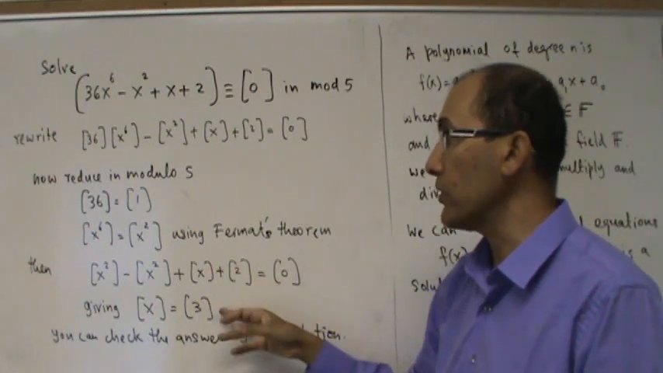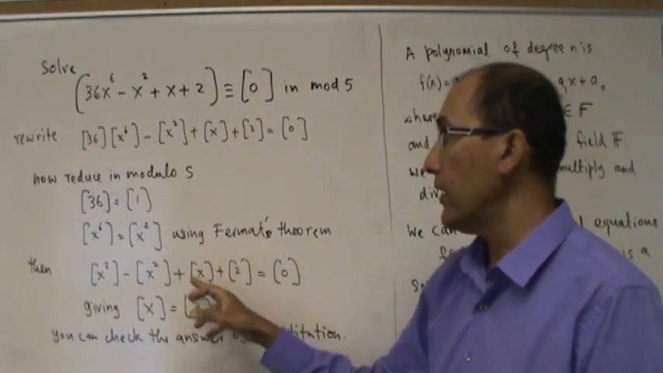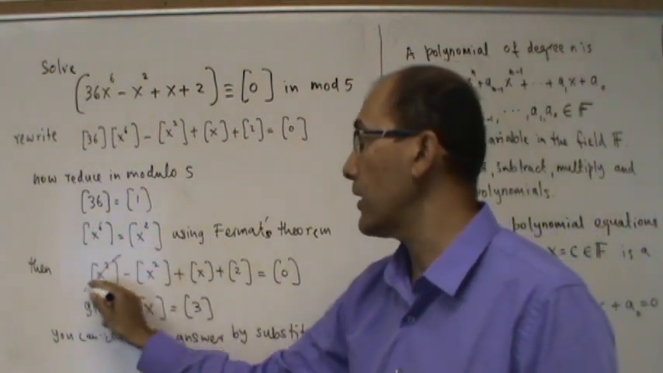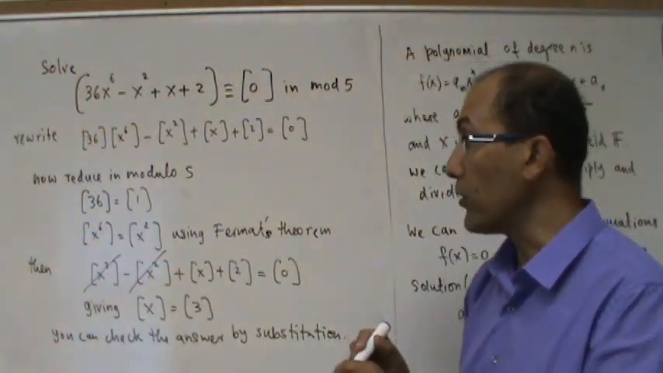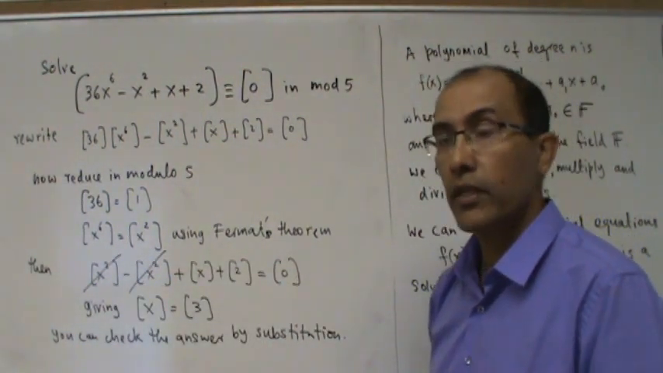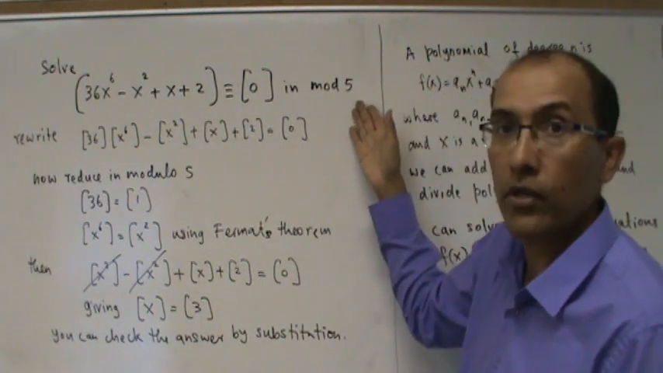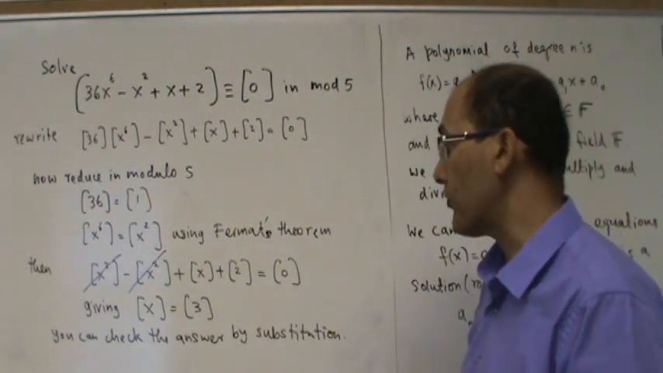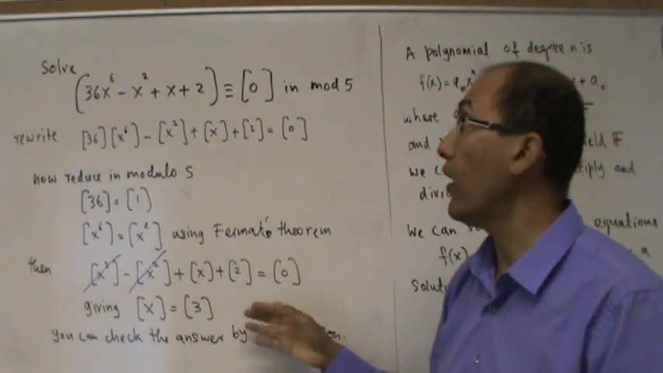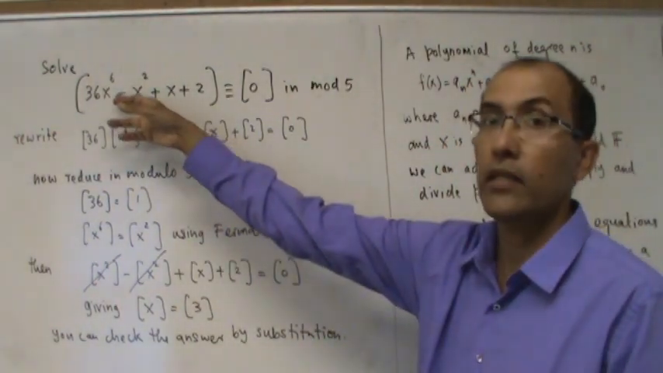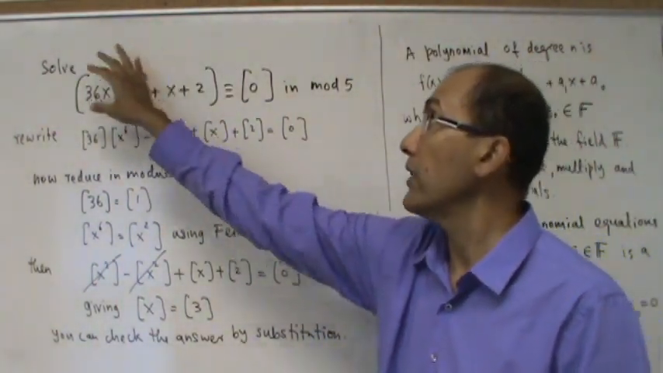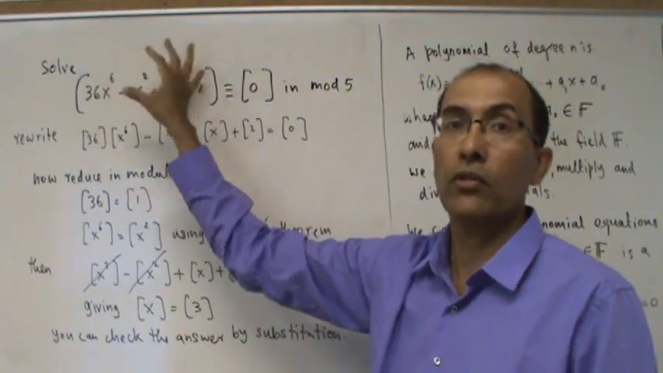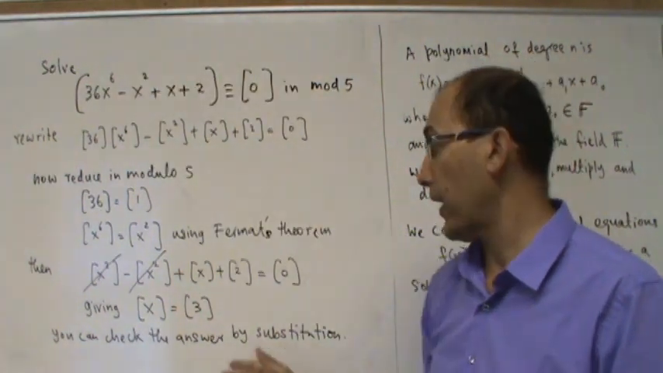Therefore, by inspection, you can see these cancel. By inspection, you can see that x will be equal to 3. That's what adds to 0, because we are in modulo 5. So x is equal to 3, and of course if you want, you can substitute 3 into the equation and check that that is congruent modulo 5 to 0, and that's your answer.